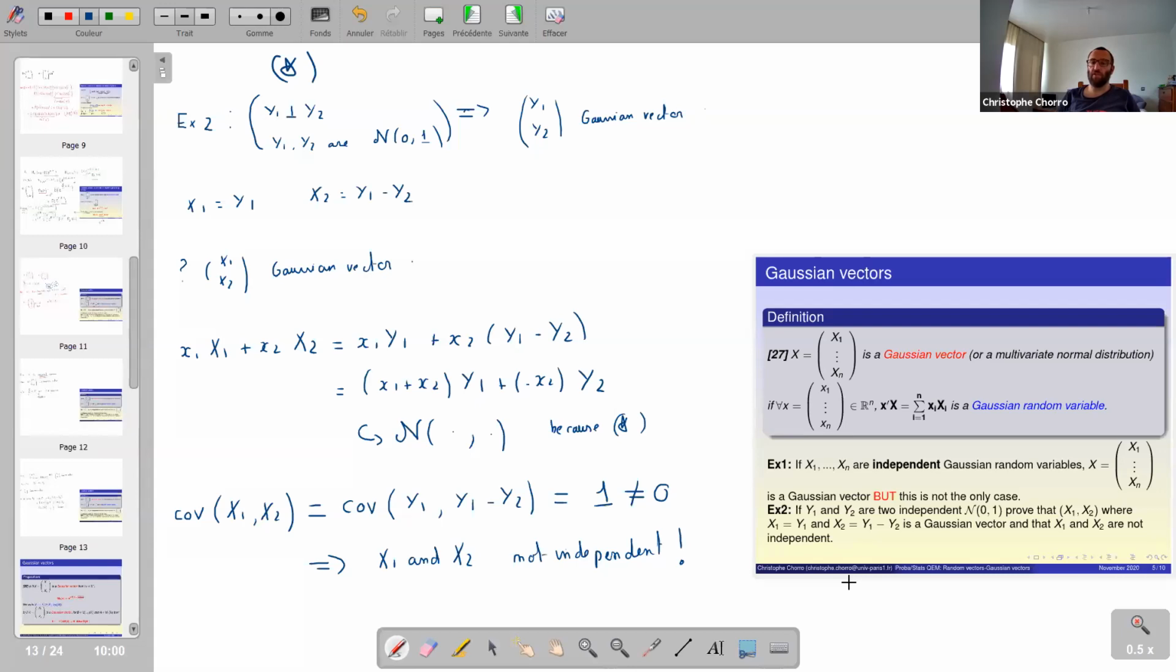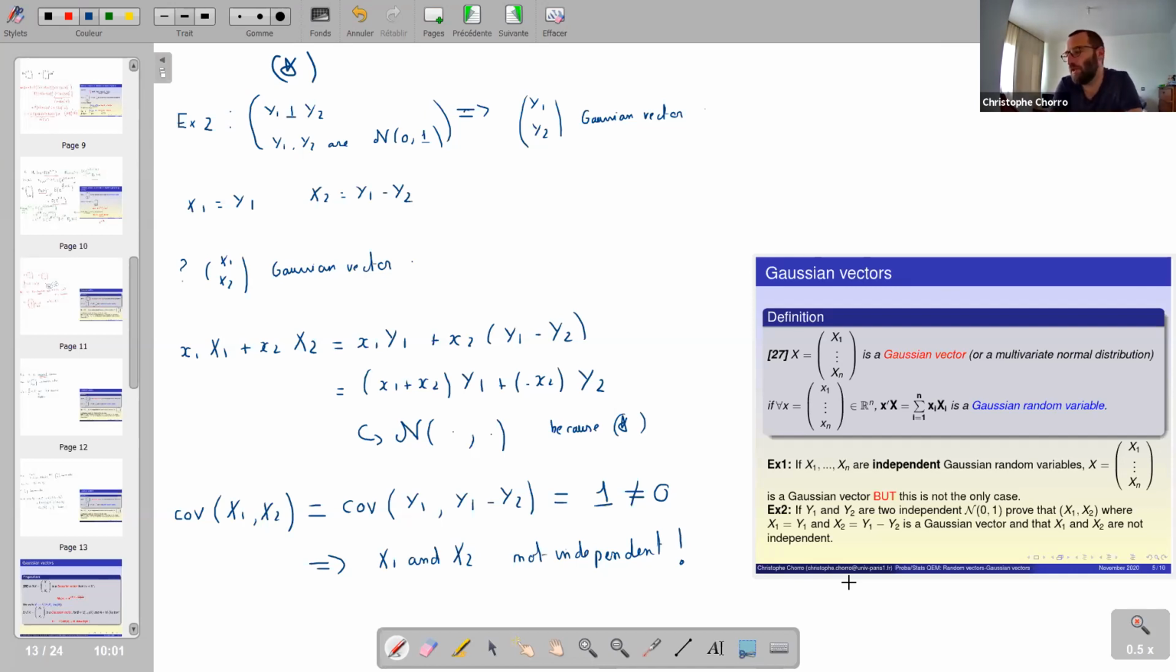You have cases of Gaussian vectors where of course the components are Gaussian, because it's mandatory, in fact, but where the random variables are not independent. And it's typically the example we have seen together here. So we have this definition, and now we are going to work a little.